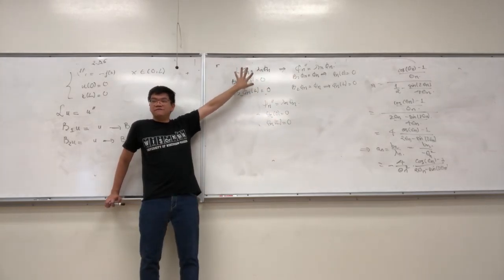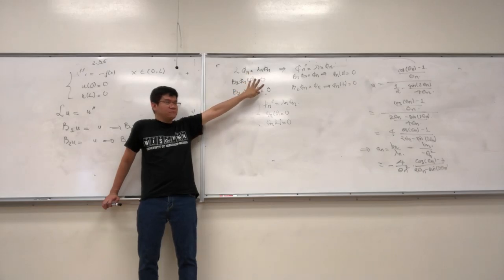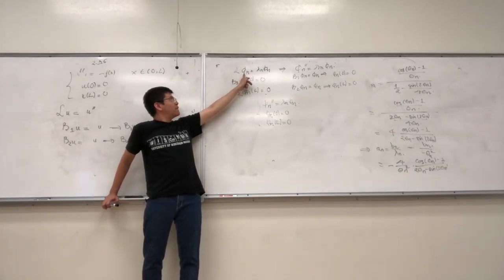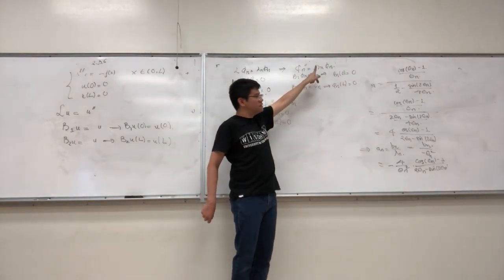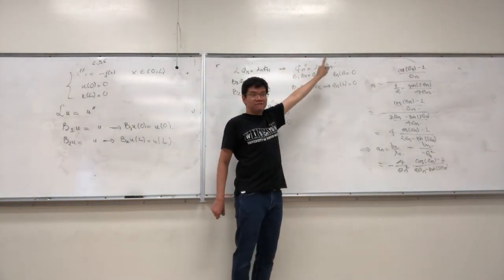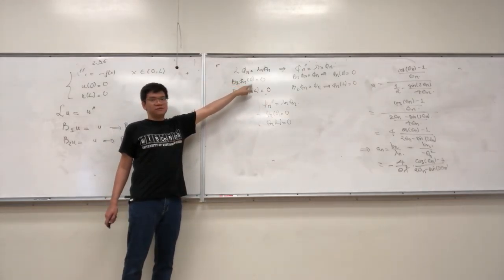The crucial step is that you have to write down the correct eigenvalue problem. You need L of phi n is lambda n phi n, so the L will be phi n second. You're going to get phi n second is lambda n phi n. This is the first line. The second one is B1 phi n of 0 is 0.